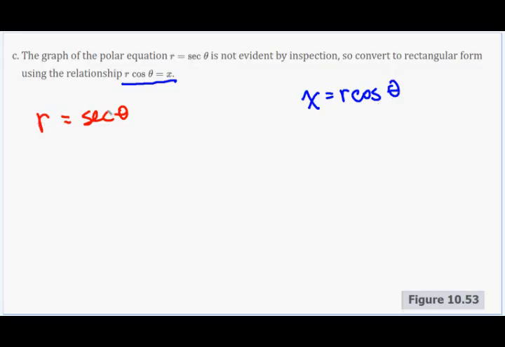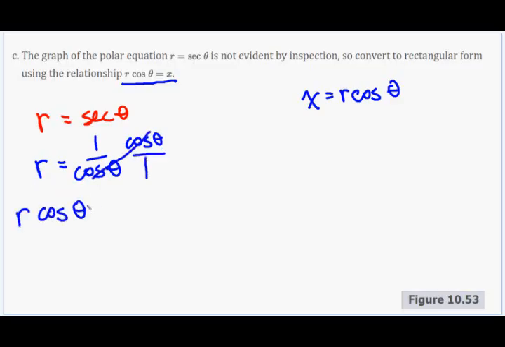So r is equal to secant theta. Remember, secant's reciprocal identity is 1 over cos theta. If I multiply both sides by cos theta, the cosines cancel on one side, and the r gets multiplied by cos theta, so all I have left is a 1. So r cos theta equals 1. I'm going to turn this r cos theta into x. x equals 1 is our rectangular equivalent of r equals secant theta.